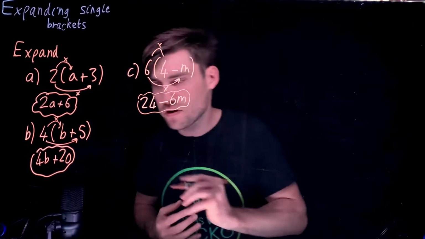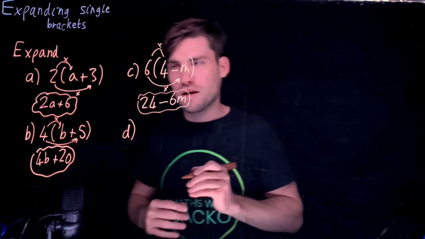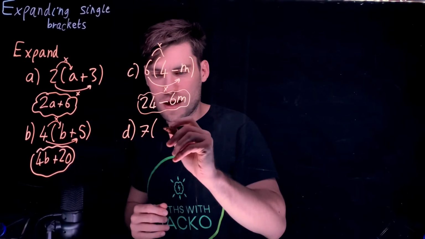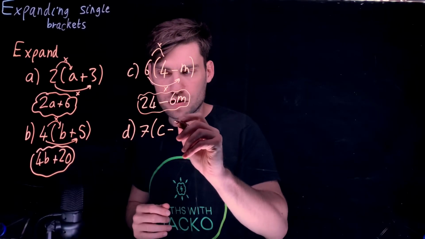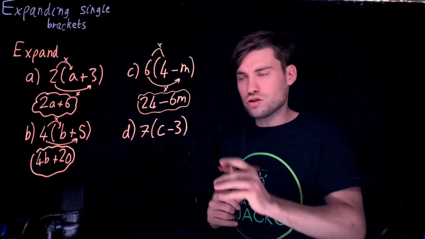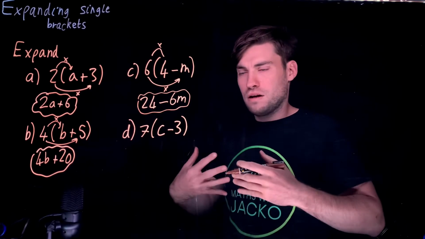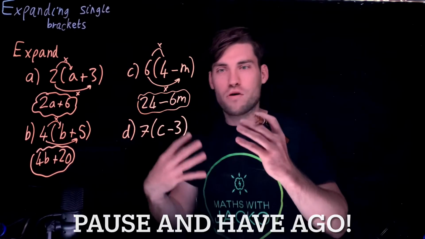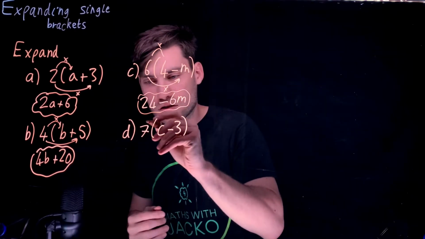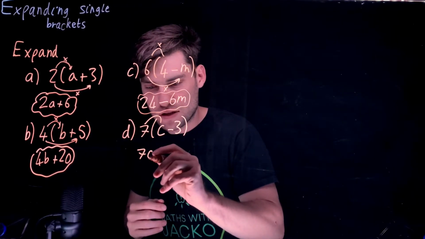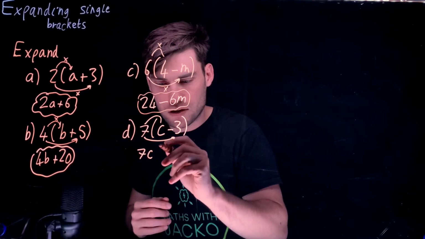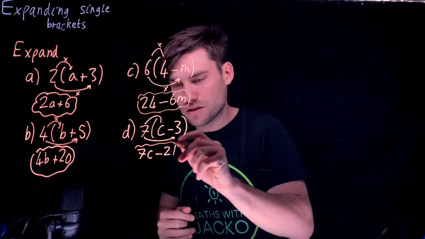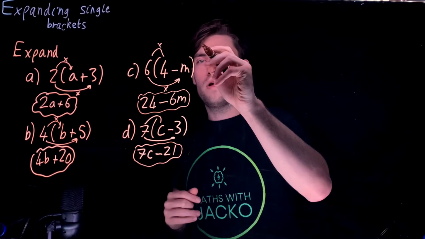Hopefully you pause the video, you're having a go. See how much you can do. Right, let's go to the next one. Let's say we've got 7 and it's C minus 3. Okay, pause it, expand this one. Right, hopefully you had a go. It's important you can just do a little bit because that's learning then. You're going to take it in more if you can do it before I go through it. So 7 times C is 7C. 7 multiplied by minus 3 is minus 21. There's your next answer.